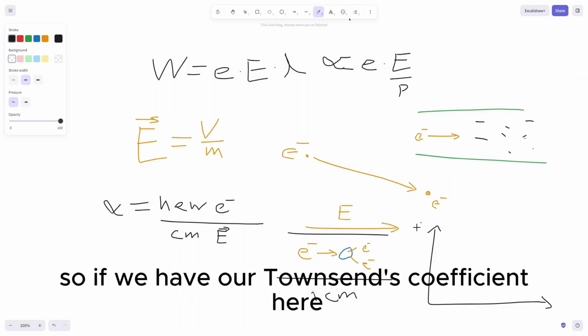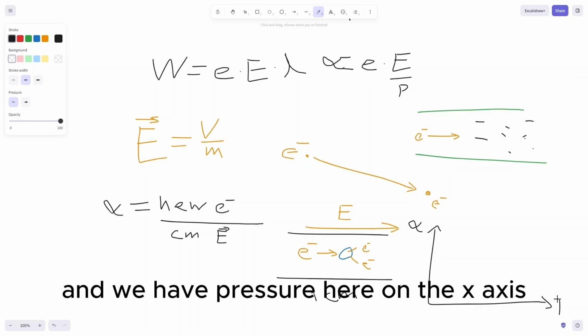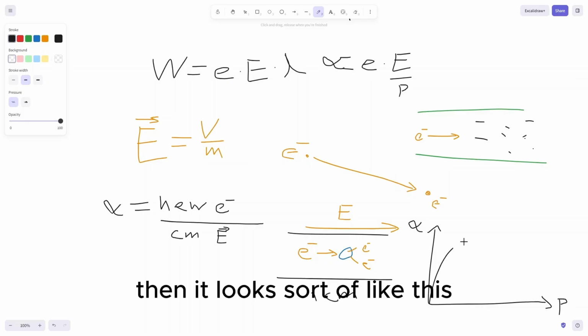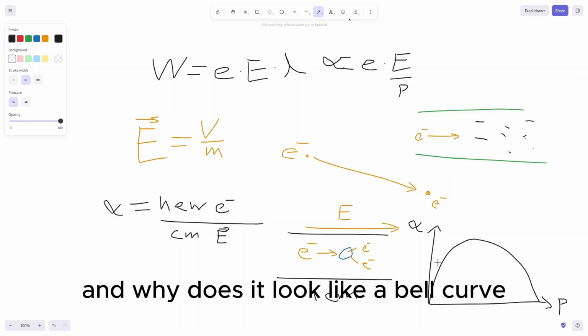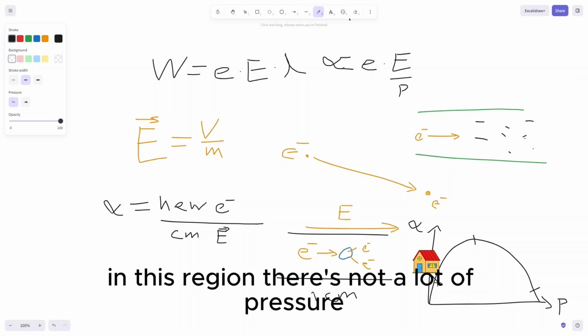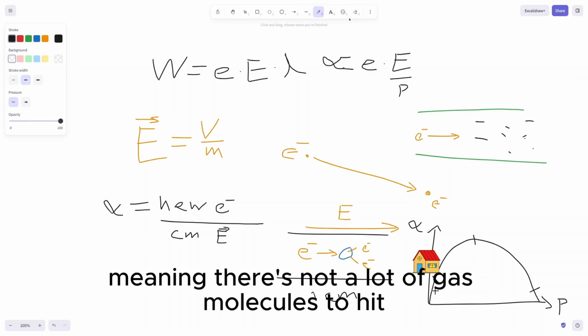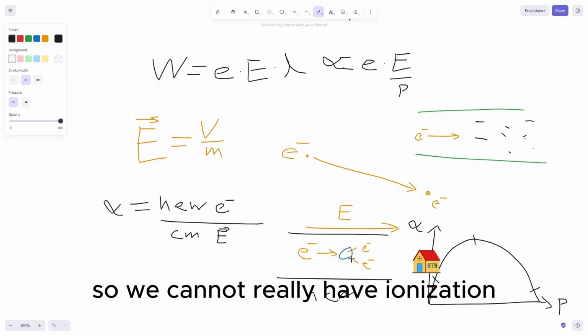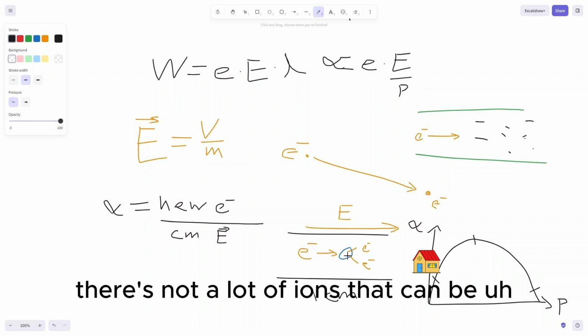So if we have our Townsend coefficient here, and we have pressure here on the x-axis, then it looks sort of like a bell curve. And why does it look like a bell curve? We have 3 regions of importance. We have here, here, and here. In this region, there's not a lot of pressure, meaning there's not a lot of gas molecules to hit. So we cannot really have ionization. There's not a lot of ions that can be created in this region.